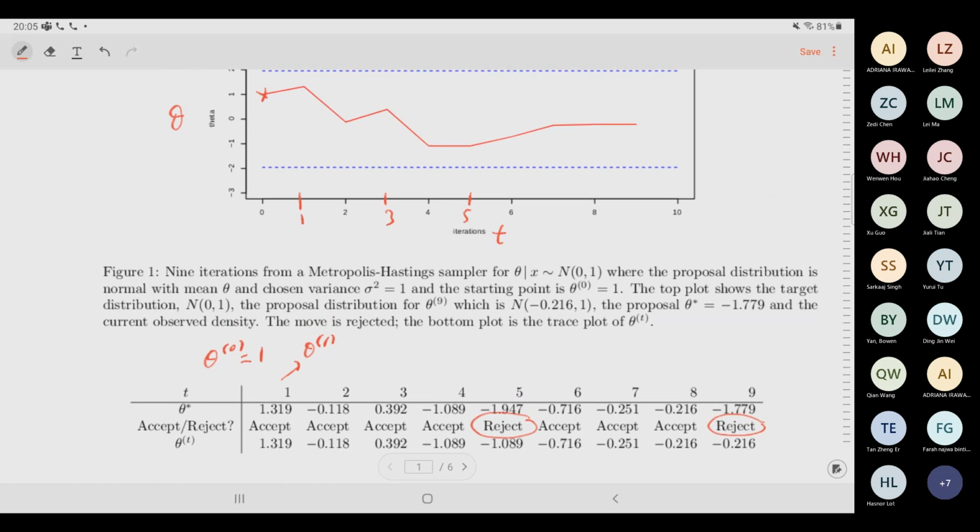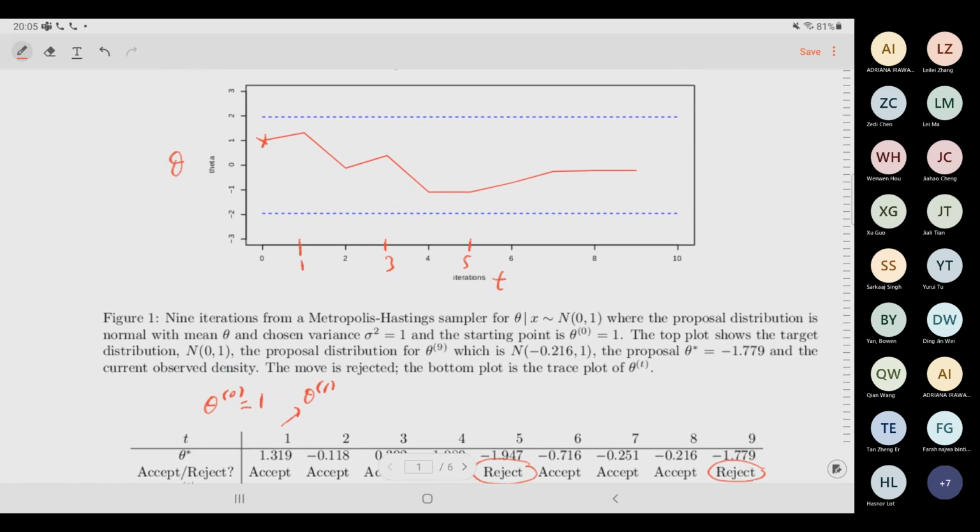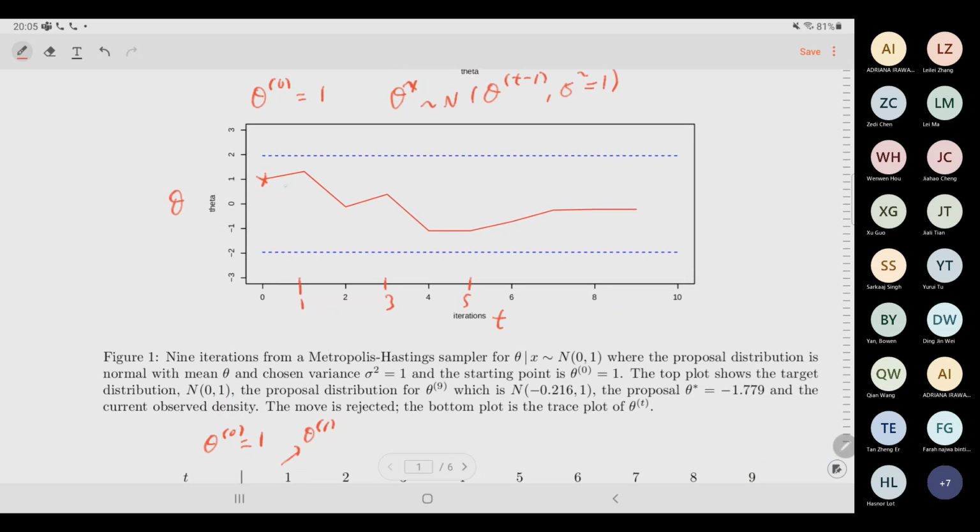Okay, and you can see that if you have the movement here, if you look at this figure, the theta actually changes. And the part from 4 to 5 is a straight line, meaning there is no change going from T4 to T5. That's why it's a flat line. Okay, and then again from 8 to 9.